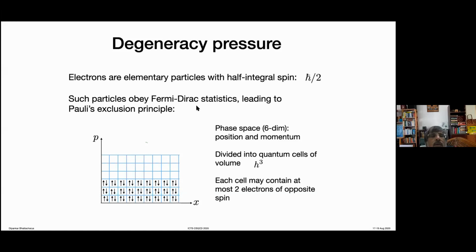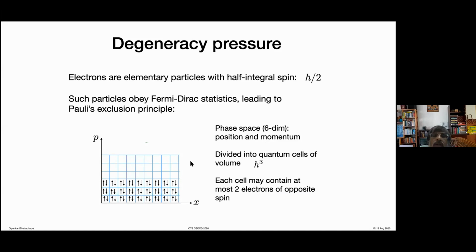Now, when the particles are in continuum, for example, they are distributed in free space within a certain volume, then we can describe this distribution using a space, which is a 6-dimensional space, 3 dimensions for position and 3 dimensions for momentum. And this phase space, which the gas occupies, can be divided into individual quantum cells of volume h cubed. And each of these individual quantum cells can be populated by at most 2 particles of opposite spin.